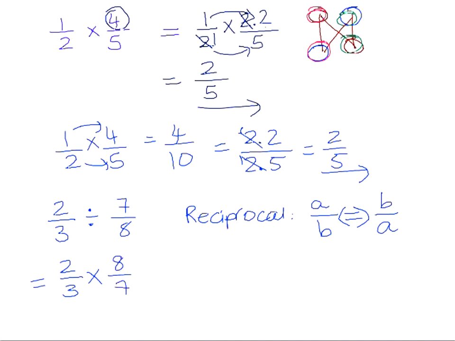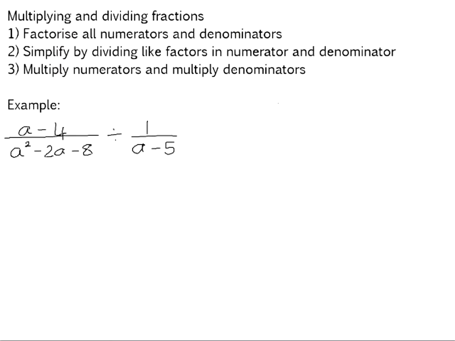So that becomes 8/7. If we look here, 2 and 7 don't share any common prime factors, neither do 8 and 3. So we just multiply the numerators and the denominators, and 16/21 is our final answer. Let's have a look at how that applies in algebra.